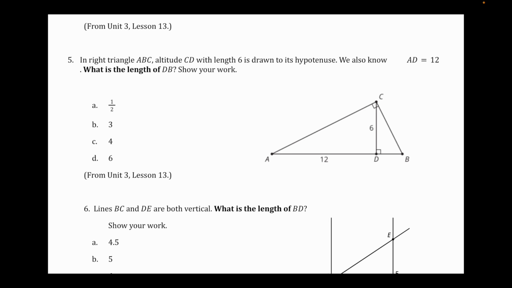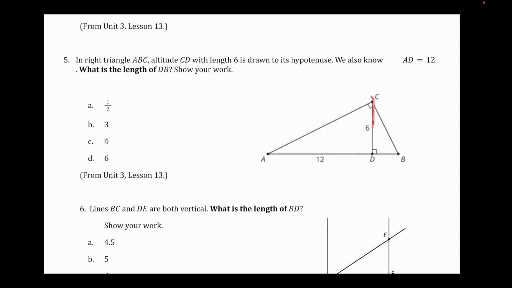With number 5, in right triangle ABC, altitude CD with length of 6 is drawn to the hypotenuse. So again, we have the 3 similar triangles set up. Our altitude is right here. We also know that AD is 12. So AD, that's this one here, and they've marked it for us along this piece. They want to know what is the length of DB.